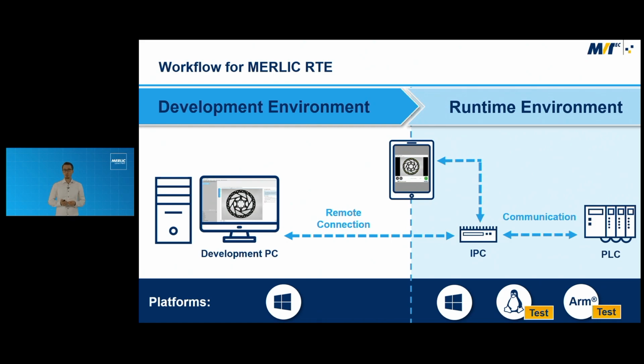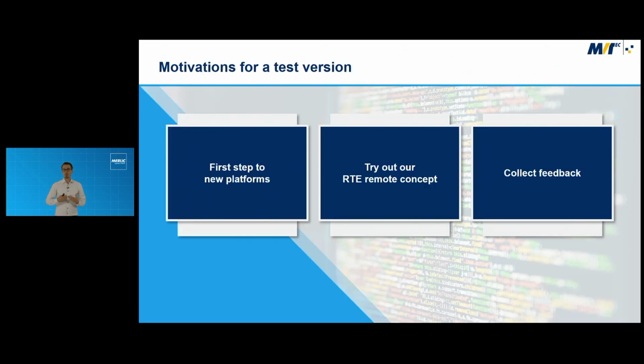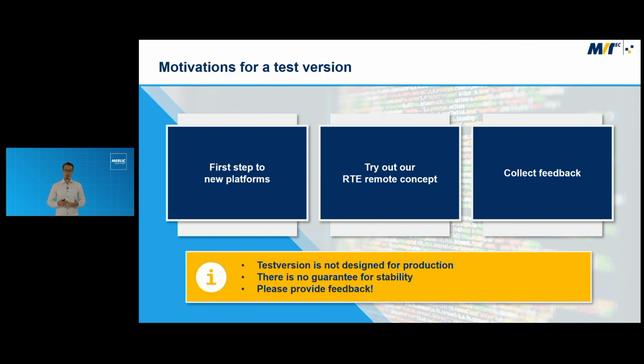But I'm talking about test versions. What does this mean? For us, this means it's the first step for entering new platforms with MERLIC. For you, this means you can try out our MERLIC runtime concept or remote concept on different kinds of platforms. But in the end, we want to collect feedback to see what we have to improve before we release this in an official way. And also, here we have some limitations because we're talking about a test version. That means the test version is not designed for the production line. There is also no guarantee for stability in that case, but use this opportunity to give us feedback regarding these test versions.